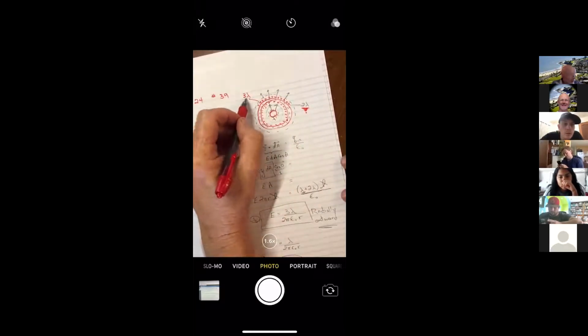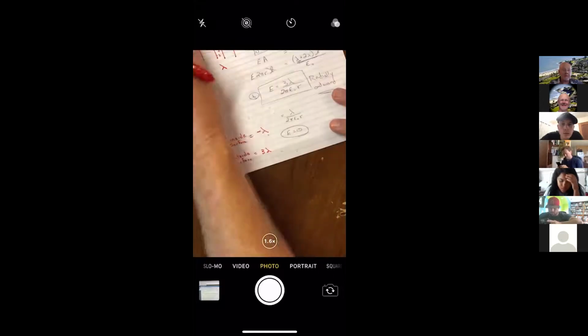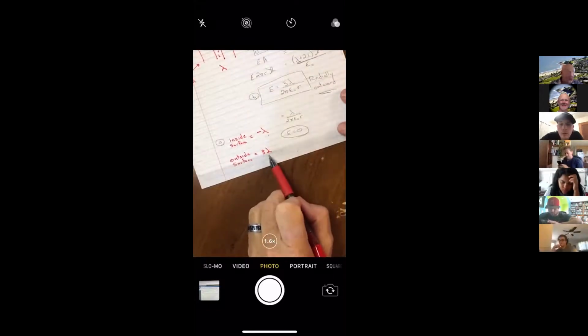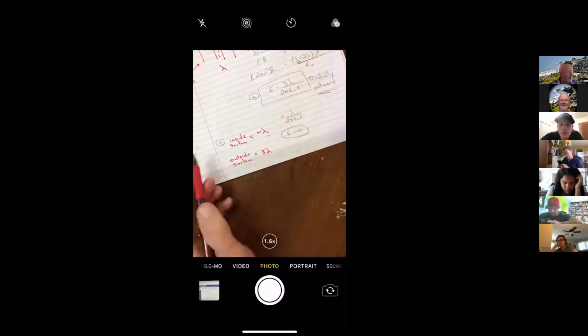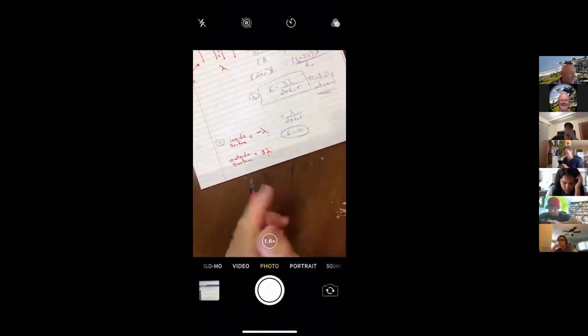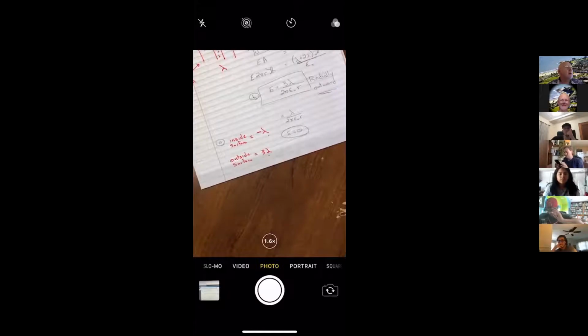So that's why the outside needs to be 3 lambda. When I take the outside of 3 lambda and add it together with the inside surface of negative lambda, the total is 2. And I see you shaking your head. That's a good sign. And let me just check the solutions. Oh, good. And they said the same thing. So okay, I didn't mess up.